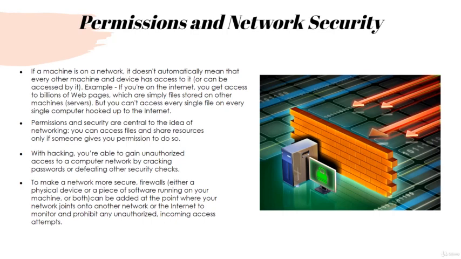You can only access information and resources, like I mentioned, if that individual gives you permission to do so. And so with hacking, what you're essentially doing is gaining unauthorized access to a computer network by cracking passwords, defeating any type of security checks, bypassing antivirus, whatever the attack may be. You are hacking because you're getting unauthorized access. And to make a network more secure, oftentimes companies and organizations will install firewalls, and this can either be a physical device or a piece of software that's running on your machine, or it can be both.